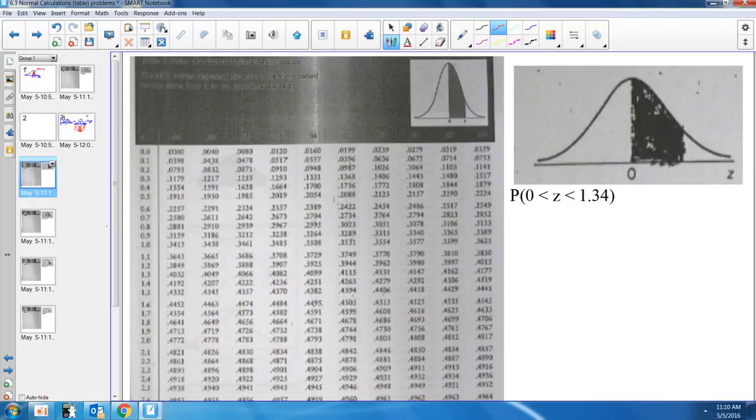And the top gives the hundredths place. So if it was 0.63, it's going to be right here. So you have 0.60, 0.61, 0.62, 0.63. Now, with a table, you can go from z value to the probability, which is on the inside, or you can go from the probability to the z value. So you have to look up the probability and then go back to the z value. So there's two ways of doing it.